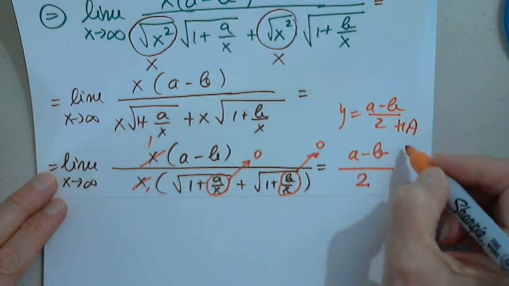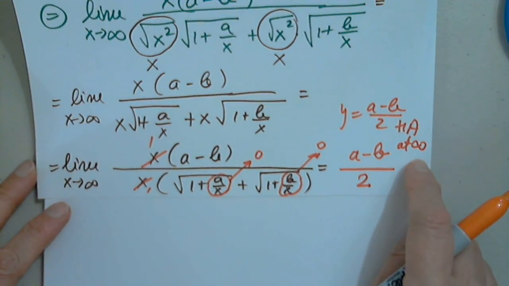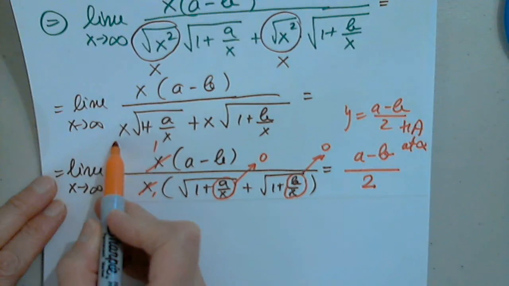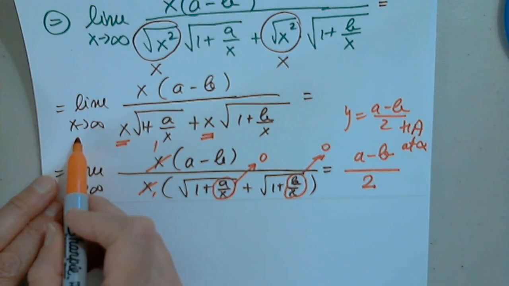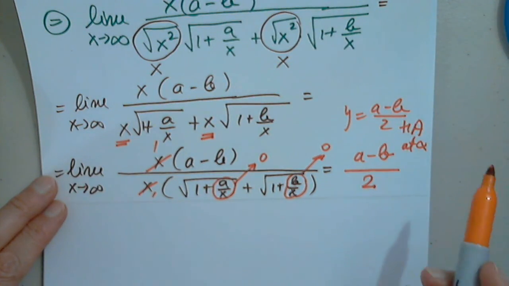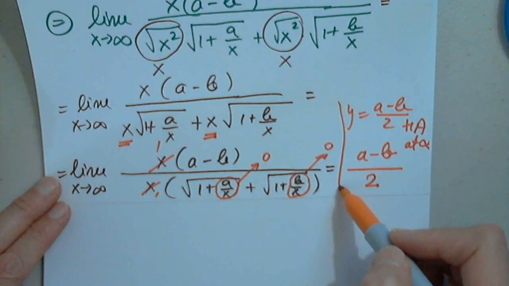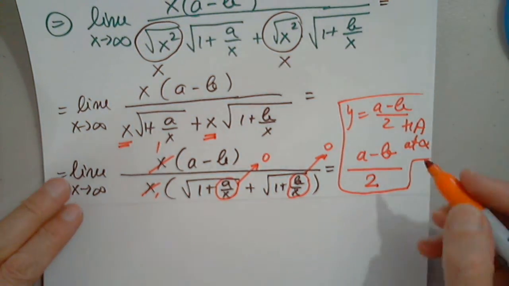is a horizontal asymptote. Now I can guarantee you it is only at infinity. How do I know? Because I used it to get this. Who knows what happens at the other end? But definitely it's not the same. So this is a horizontal asymptote at infinity only.